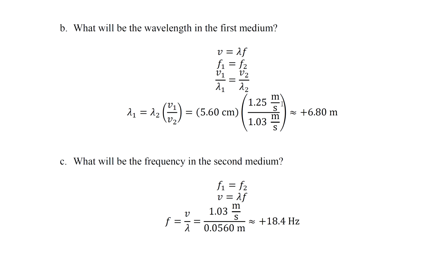Part B, what would be the wavelength in the first medium? V equals lambda f, f1 equals f2. Use this first equation to solve for f. V1 over lambda 1 equals V2 over lambda 2. Solve for lambda.